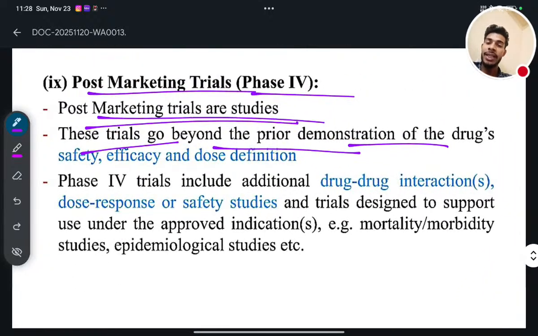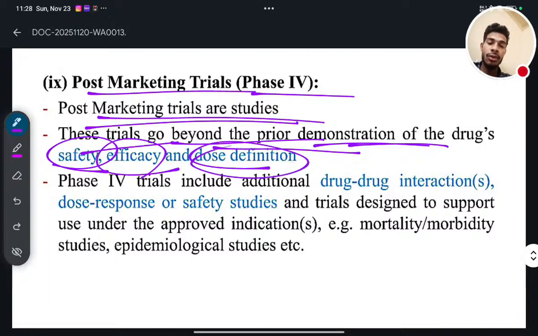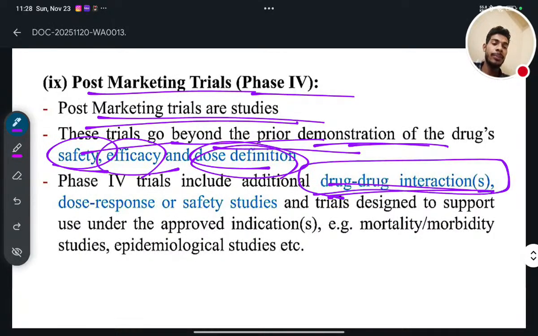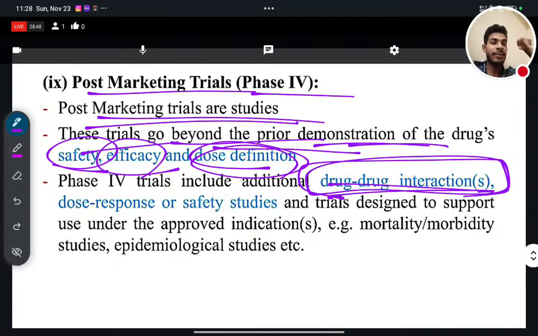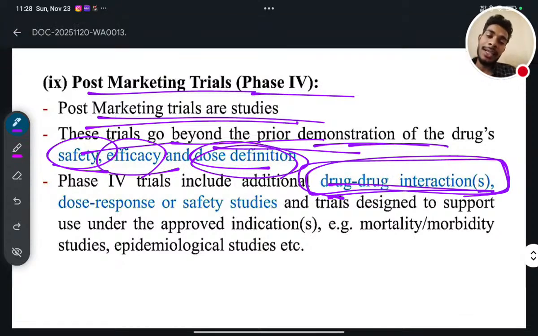So phase 4, post marketing trials. The trials go beyond the prior demonstration of the drugs for safety, efficacy, and dose definition. Phase 4 trials include additional drug-drug interaction. So when the drug is prescribed to a patient, after taking the drug, what is the side effect, what are the contraindications, what are the interactions with other drugs. To get this review, phase 4 trials are done.